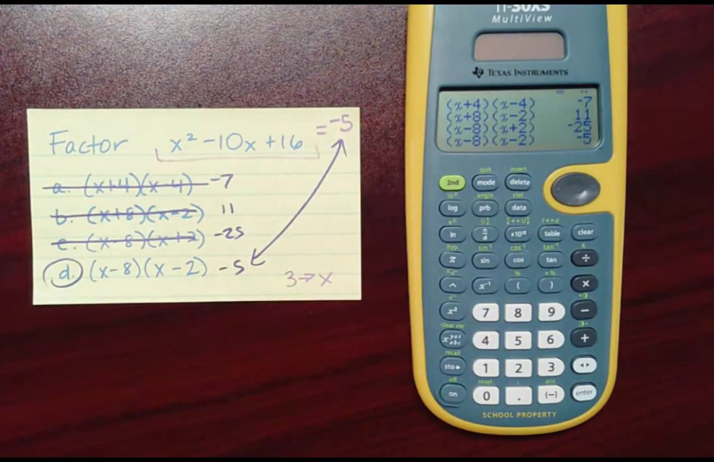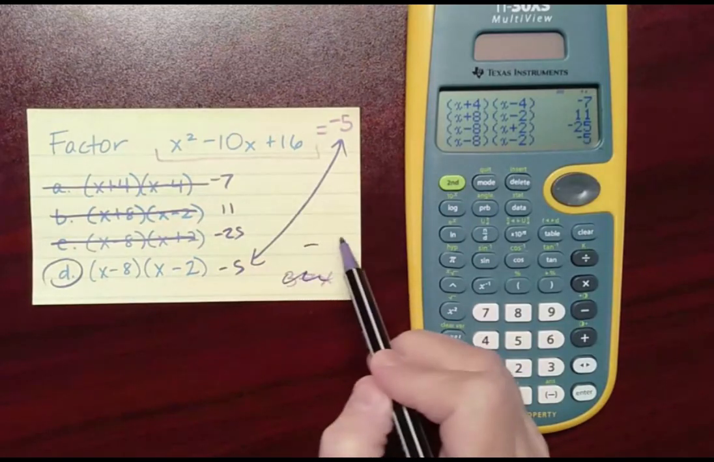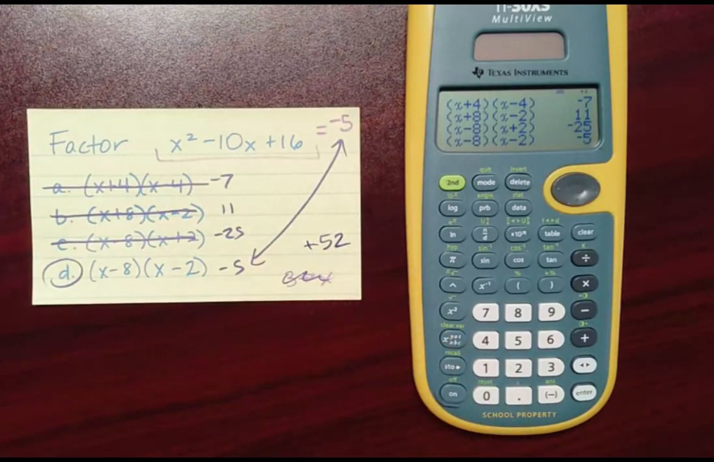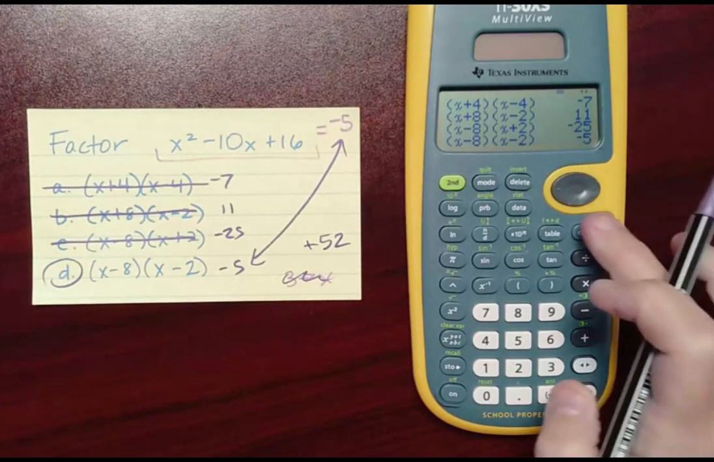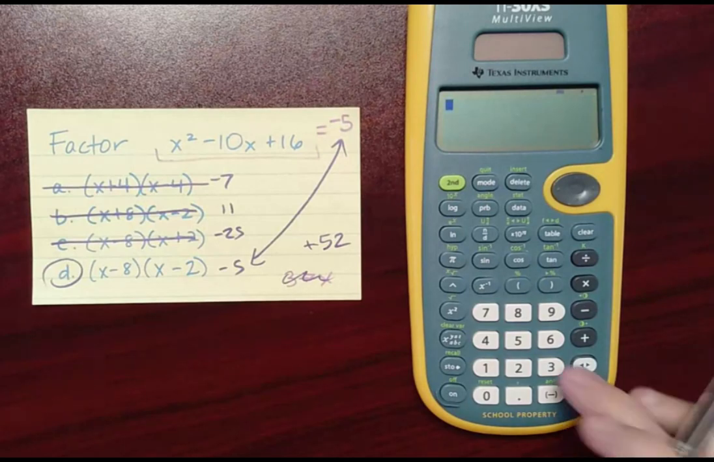Now I said I would show you that I could use any number. So we're going to pick a different number for 3. Pick whatever number you want. I'm going to do 52. A negative would have worked, but I'm going to store 52 for x.